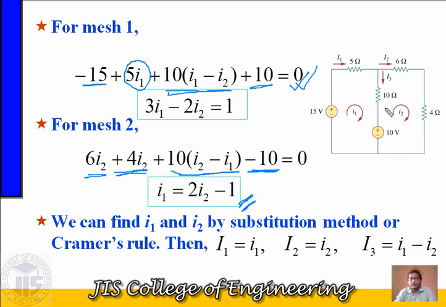For these 2 meshes, we have 2 equations, and in these 2 equations there are only the variables I1 and I2. Simply by solving these equations we can find the values of small I1 and small I2, that is, the loop currents. Now if in our question they are asking to find the branch currents I1, I2 and I3.